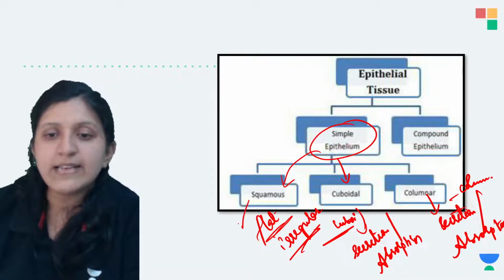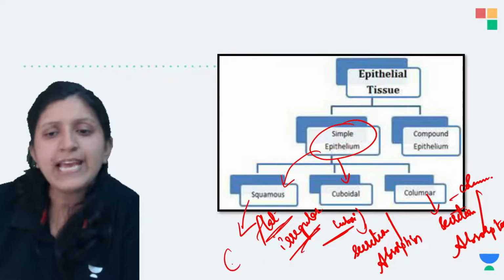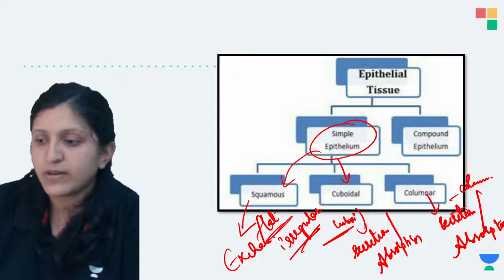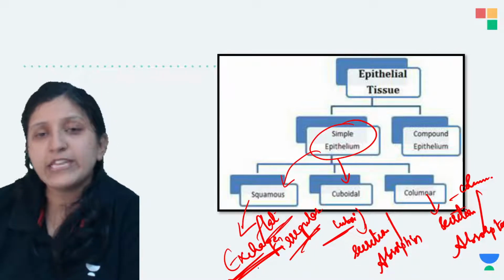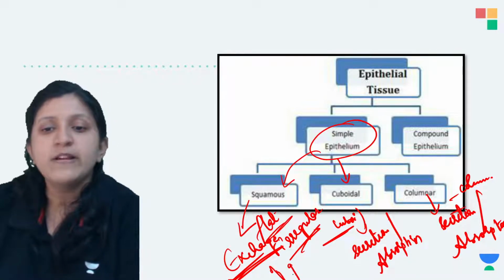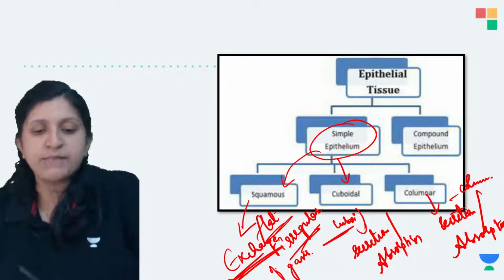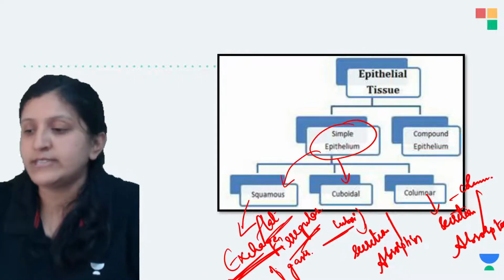So what exactly is done by the squamous? Any exchange of gases that has to occur. Exchange of gases is possible by the squamous epithelium, across the blood vessel.